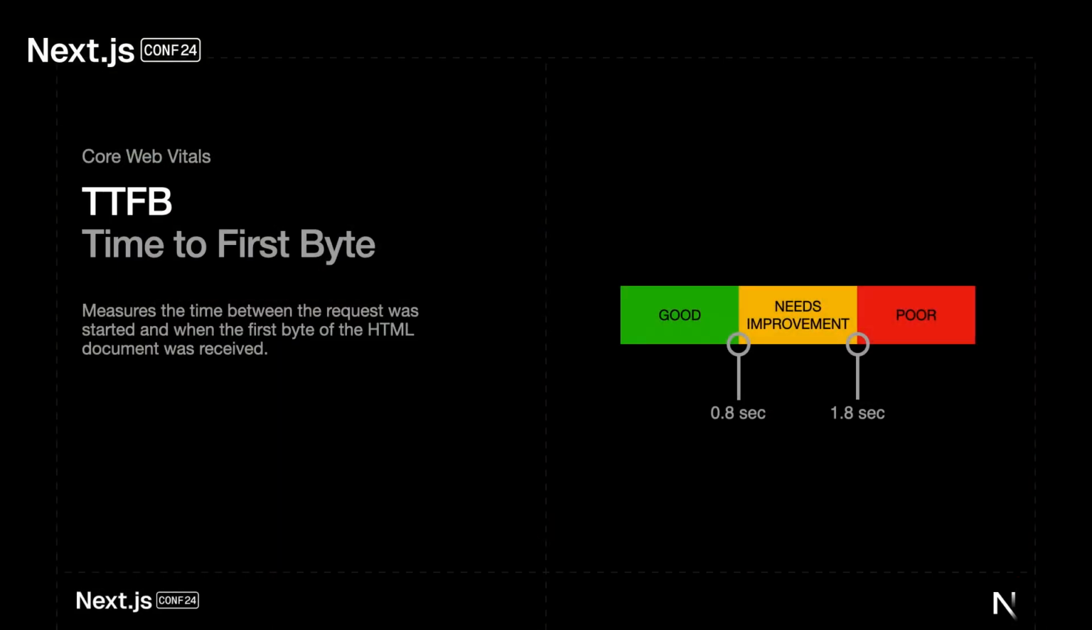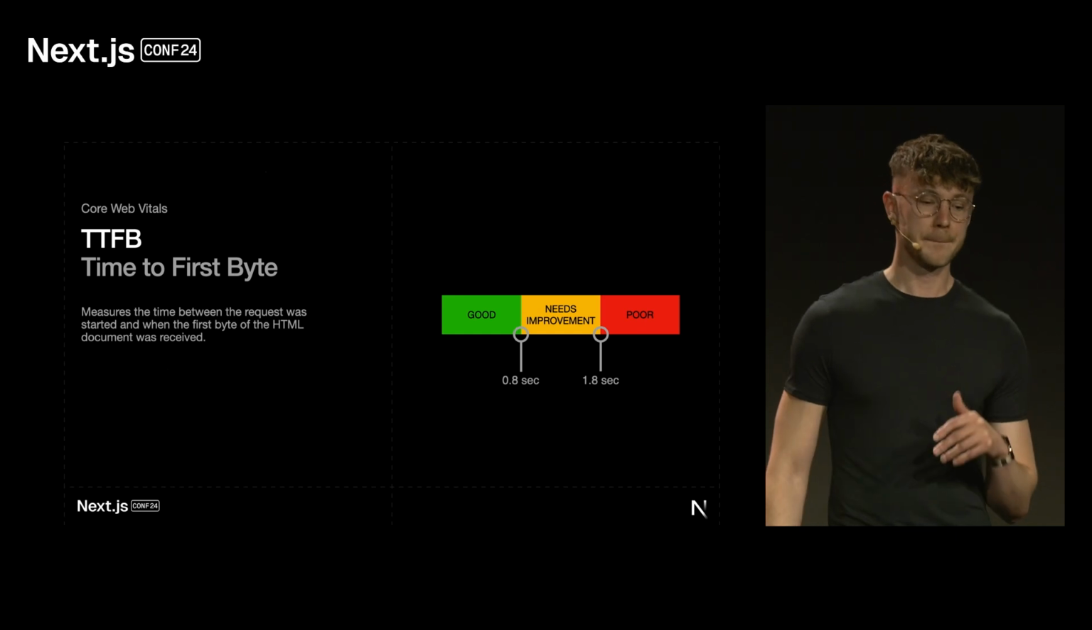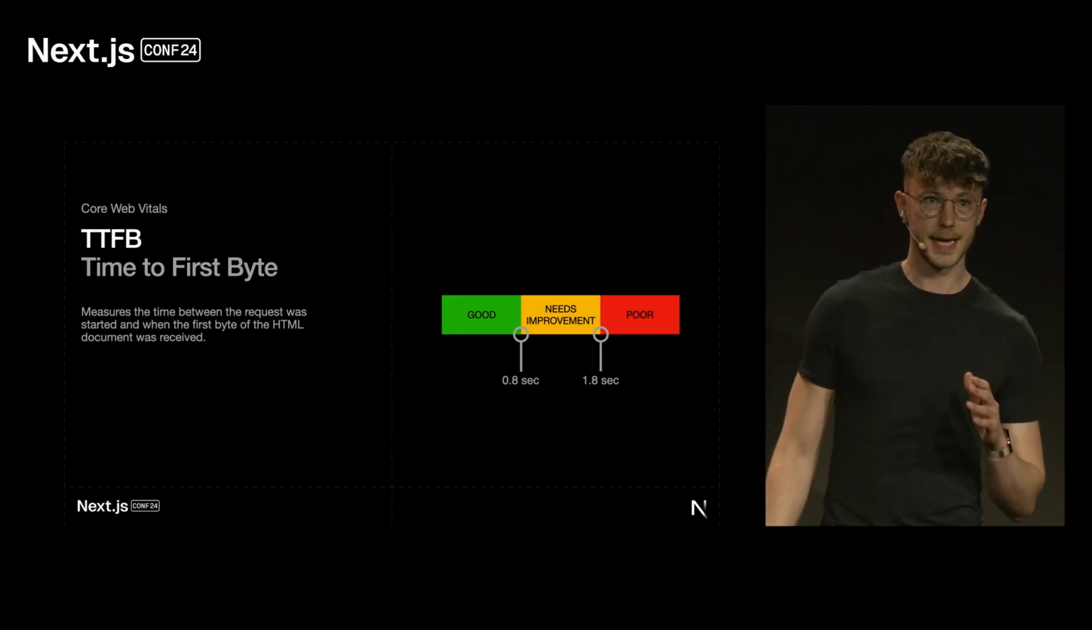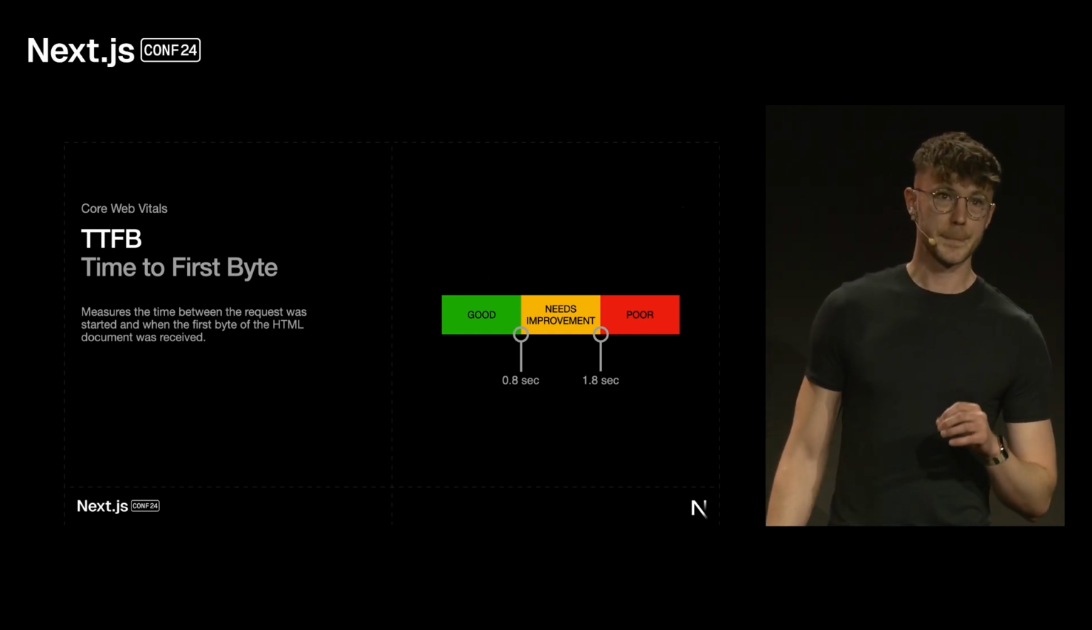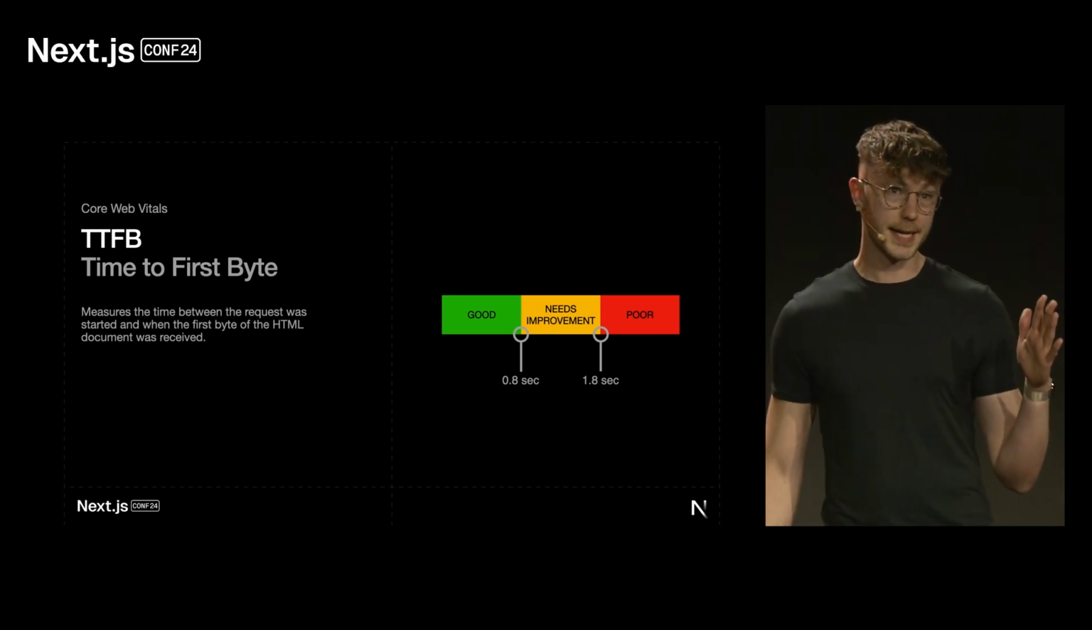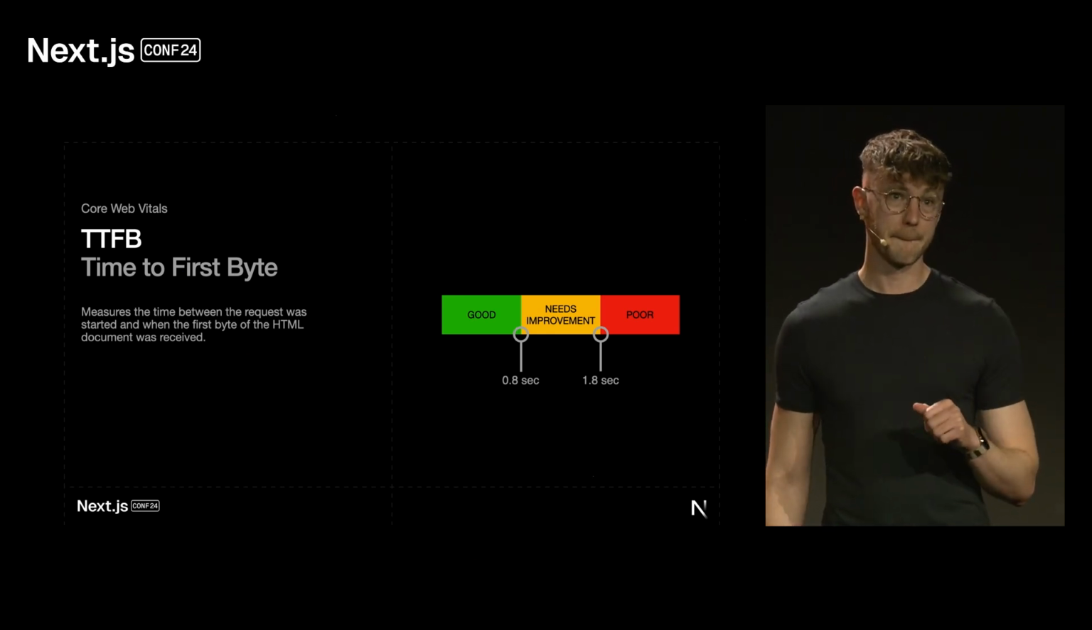First, looking at Time to First Byte. This is measured from the request start until the first byte of the HTML document is received. It's a very important metric, as it's often associated with server speed. It's impacted by every layer of the network stack between the user and the server. The more layers we need to traverse, the slower the metric.